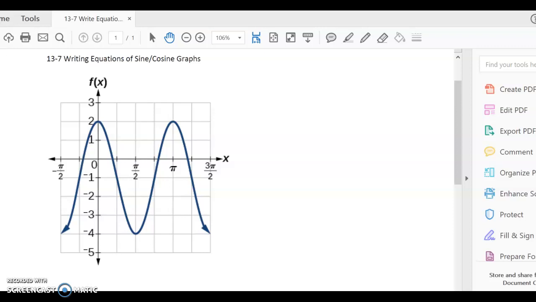Welcome to 13-7, writing equations of sine and cosine graphs. All right, when you do this, there's going to be some things that you're going to have to remember. We're going backwards. So the first thing you want to do is to identify the period.